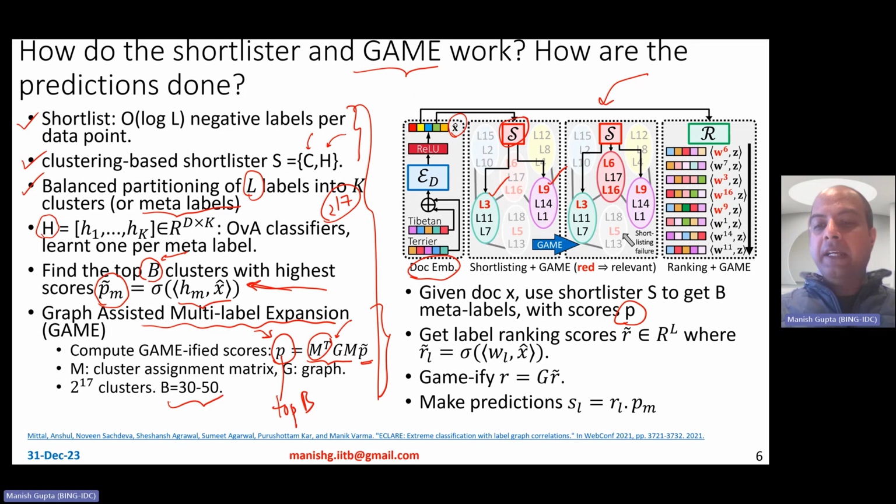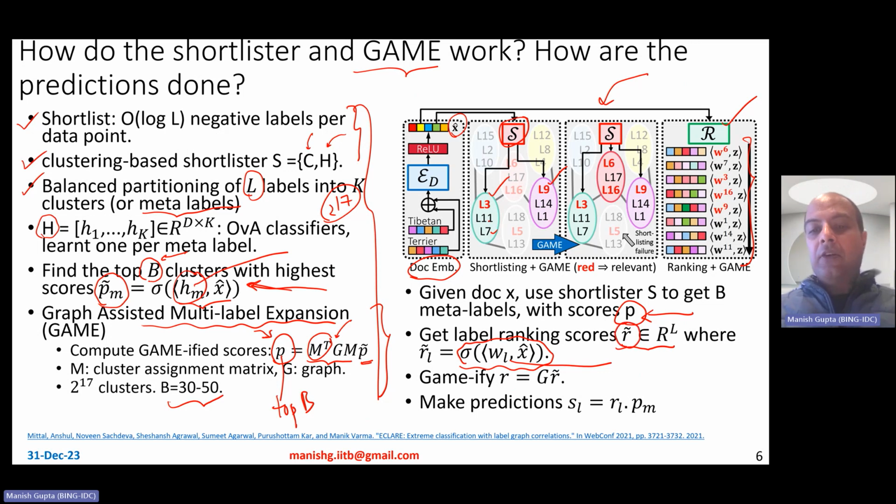And then from those P at inference time, by the way, you get the labels. So you get all of those labels and rank those labels so as to obtain a ranking over the labels. So label 3, label 11, label 7, label 9, label 14, label 1. You're going to use the classifiers for the labels, WL. Remember, WL are the label classifiers. They are not the meta label or cluster classifiers. So use the label classifiers, and then you get the label ranking scores R tilde.